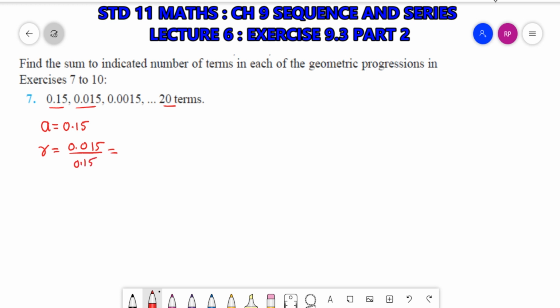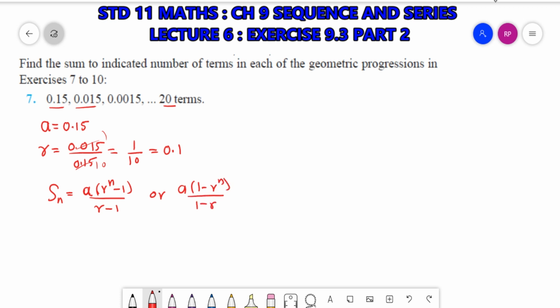This will be equal to, 1s are 10. So the ratio is 1 upon 10. I can write this as 0.1 also. So now we have to find the sum. The formula for the sum is a into r raised to n minus 1 upon r minus 1, or a into 1 minus r raised to n upon 1 minus r.